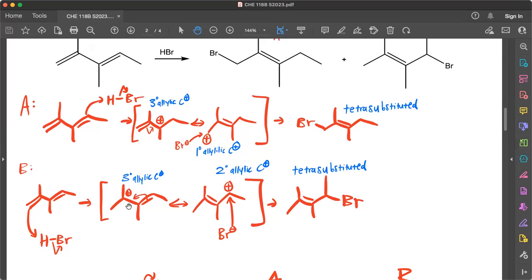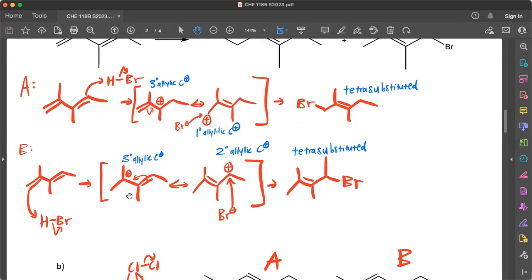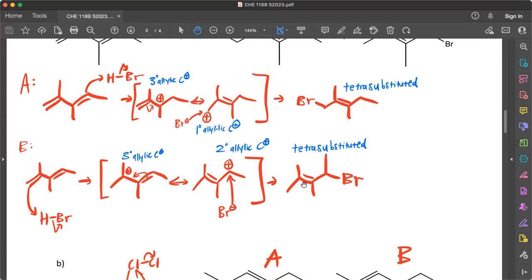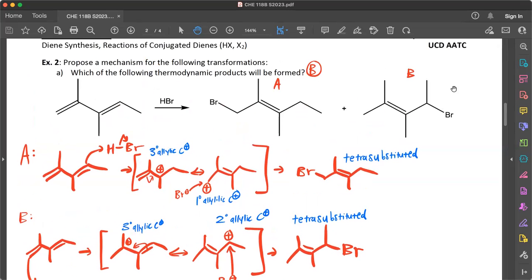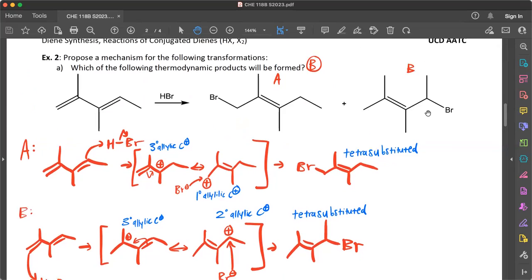For part B, we form the tertiary allylic carbocation here. And when we do resonance, we form the secondary carbocation. And this also gives us a tetra-substituted alkene. So since the alkenes are equally substituted, both tetra-substituted, we look at the conjugate pair and which one is more stable to determine our thermodynamic product. Since the conjugate pair of A is tertiary and primary, whereas the conjugate pair of B is tertiary and secondary, the conjugate pair of compound B is more stable than A, which makes compound B the thermodynamic product.